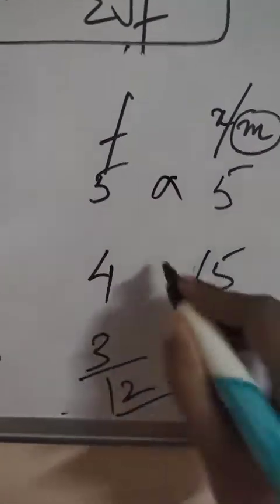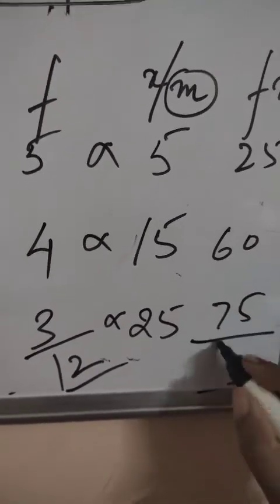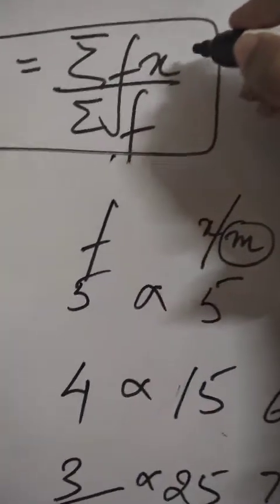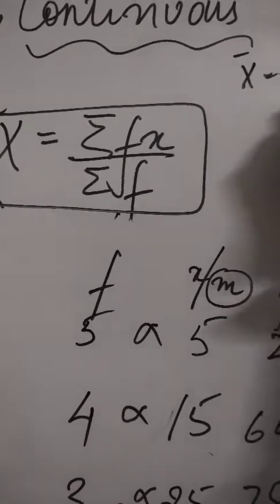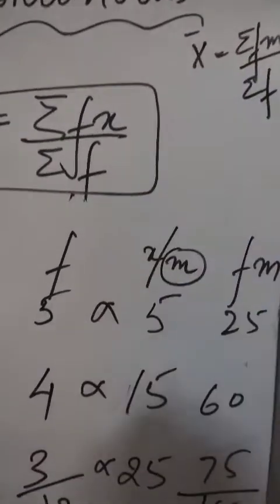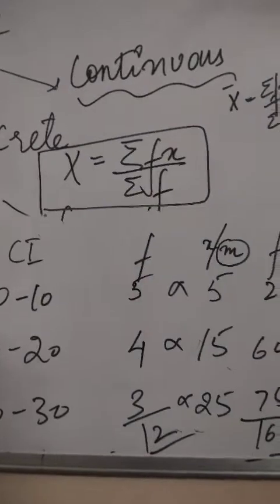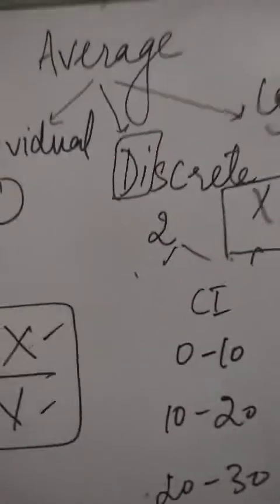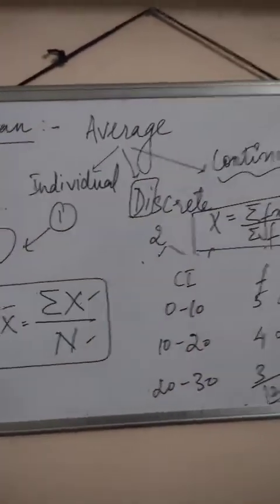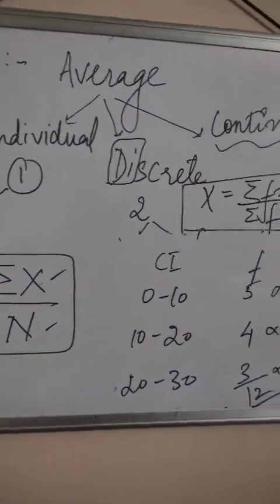Now again fm can be calculated: 5 into 5, 25; 15 4s are 60; 25 3s are 75. The total can be done: 75 and 25 and 60 comes out to 160. Now the formula is the same: mean is equal to summation fm upon summation f. This is actually the direct method. Now I'll be making a different video where this continuous series can also be solved in 3 different methods. So here 160 upon 12, when you do the calculation, will come out. I was just taking a very small concept just to clarify the differences between the 3 series. Thank you so much.